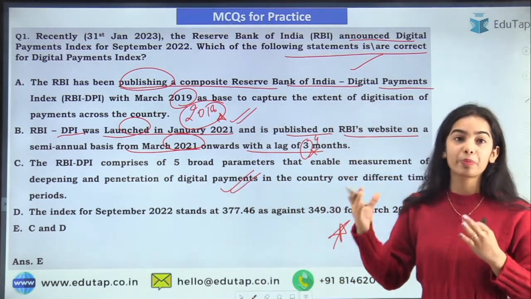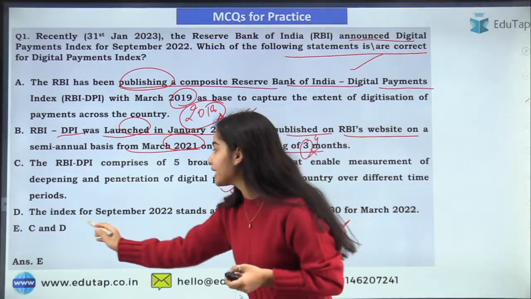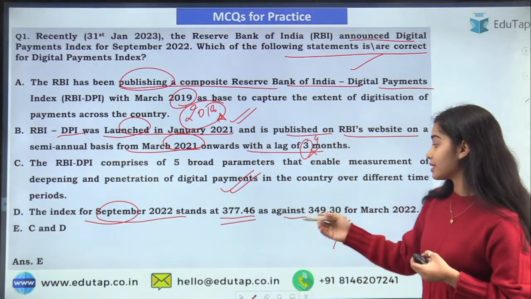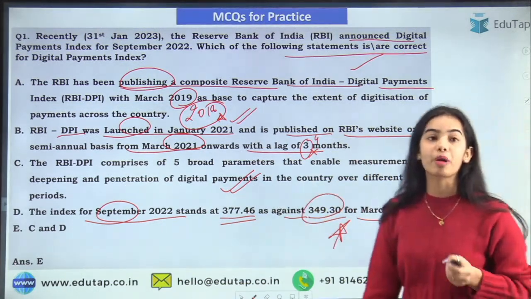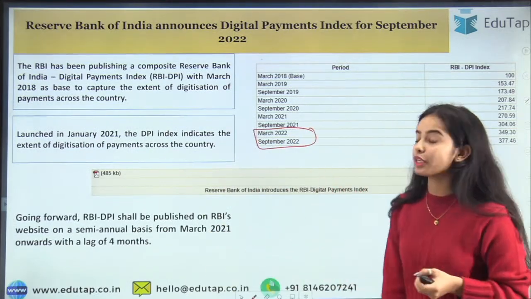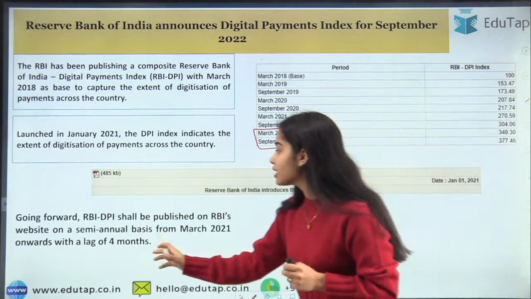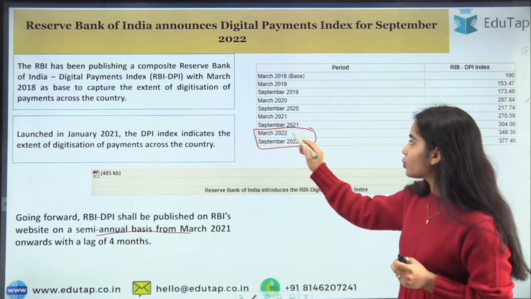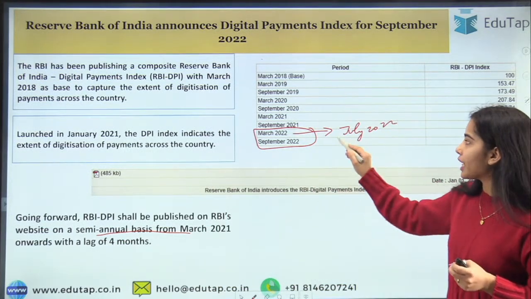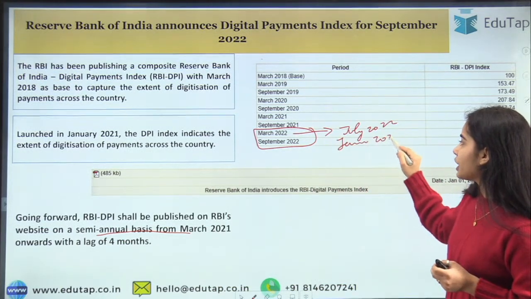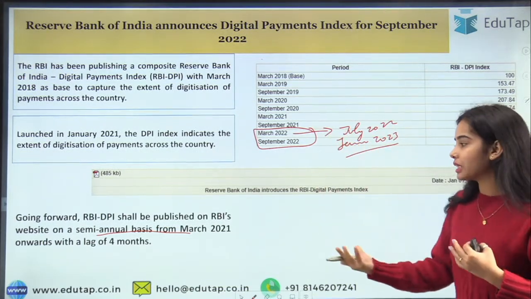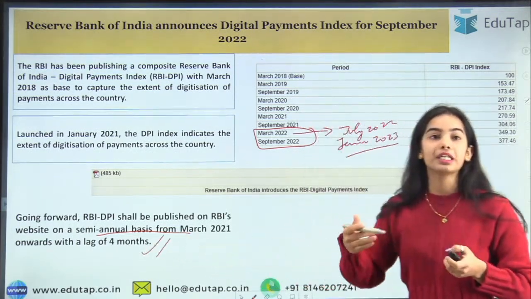There are 5 broad parameters on which the DPI depends, and the index for September 2022 stands at 377.46 against 349.30 for March 2022. All of this we have already discussed. Remember the data for March 2022 and September 2022: the March 2022 data was released in July 2022 and the September 2022 data was released in January 2023. So you can understand that the document is released after a lag of 4 months.